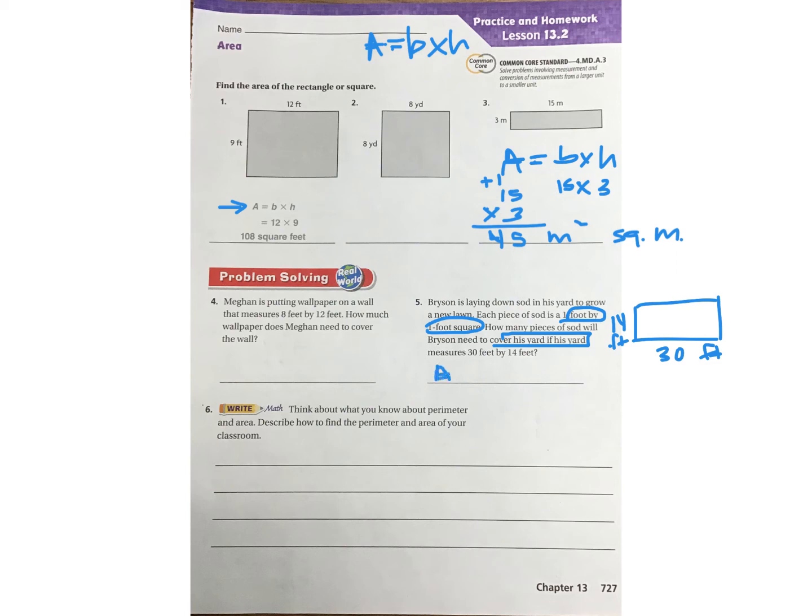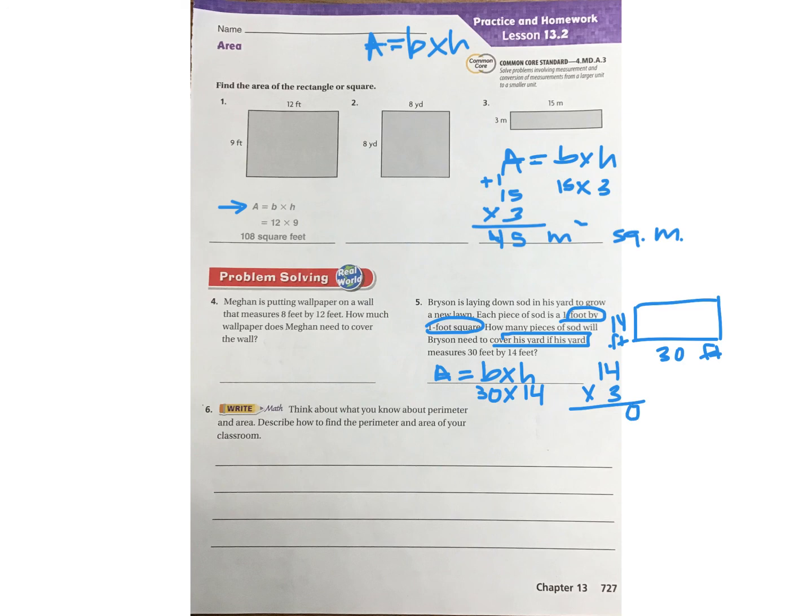A equals what? B times H. The B is the base, so 30 times, and the height is 14. Okay, so let's do 30 times 14. Can I do 14 times 3 tens? No. Isn't that what 30 is? Yeah. Isn't 30 3 tens? Yeah. So I'll do that. I'll do 14 times 3 tens, and anything times 10 has a what at the end? 0, so I'm going to put a 0 at the end.